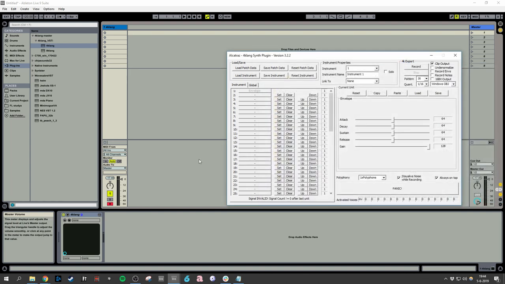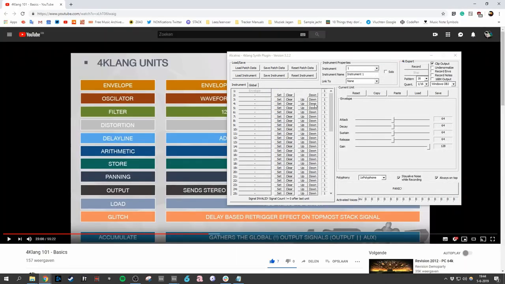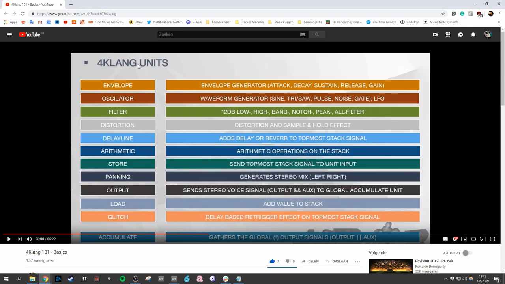However, what I want to focus on is this. Of course, it's always showing on top. These are all the units that are available in the VST. Envelope, if you've ever delved into synthesis, it makes sense. Same goes for oscillator, filter. Distortion is basically a distortion effect with a sample and hold. Delay is for reverb and delay effects. And this is where it gets interesting.